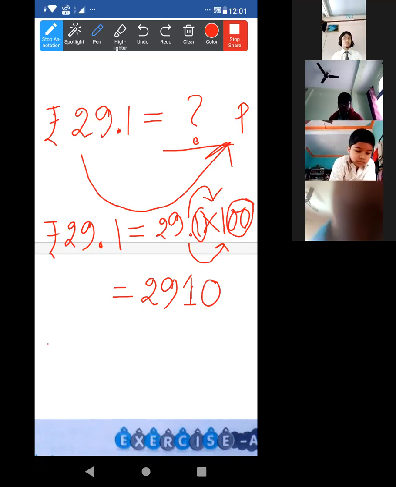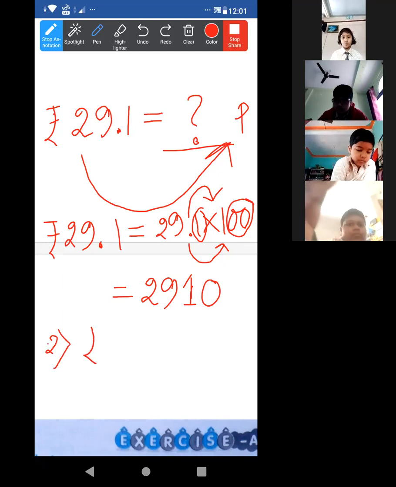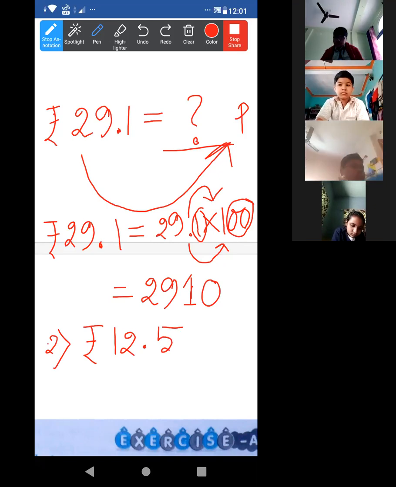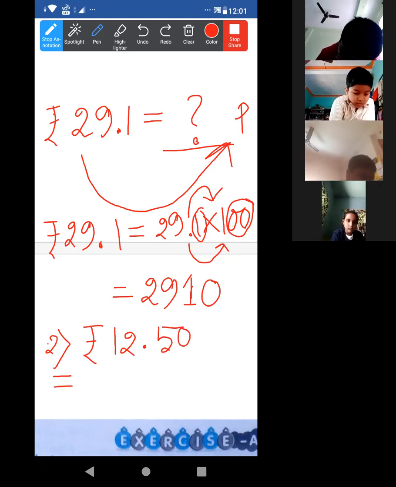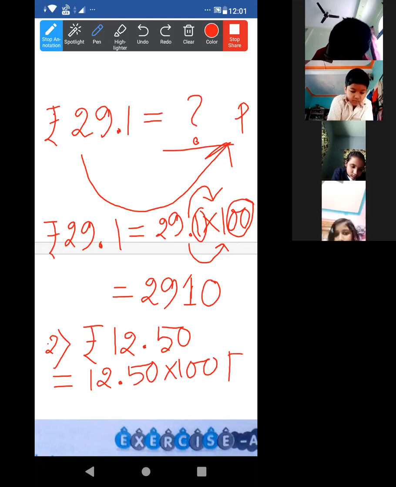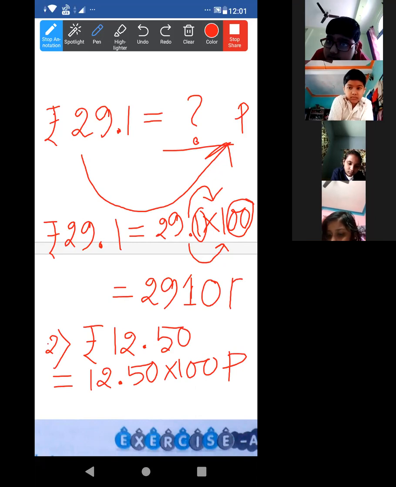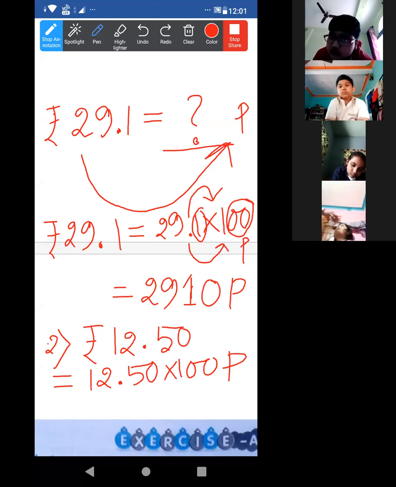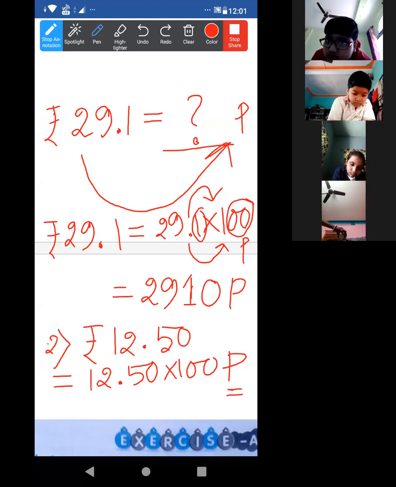Suppose the next one, number 2. Rupees 12.50 is equal to. We will just write 12.50 multiplied by 100. When you write multiplied by 100, then put paisa. Here there is no space, that's why I have not written it. Let me write over there. Paisa. Okay, I am writing over there. When you multiply by 100, then automatically we will have to put this paisa sign.